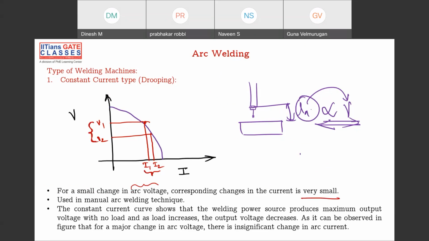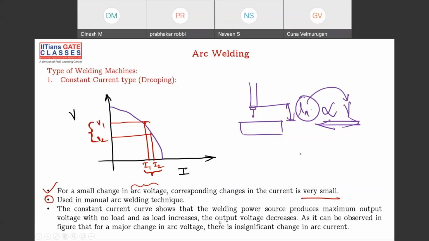Very small change of current is done. The sentence is right. And this is used for manual welding. Why? Because the next sentence explains that. Let me read that, it's better. Okay, so the constant current curve shows that the welding power source produces maximum output voltage with no load.